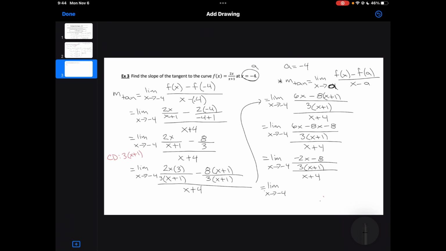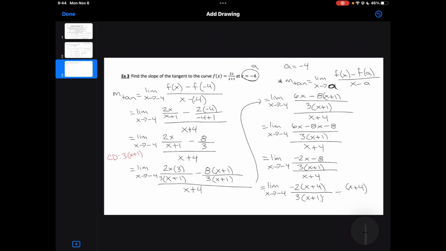I'm going to do two steps in one here. I'm going to rewrite my triple-decker fraction into a division question, and I'm going to factor my numerator. So I'm going to take out a minus 2, which is going to leave me with minus 2 times x plus 4 over 3 times x plus 1, and I'm dividing by x plus 4.